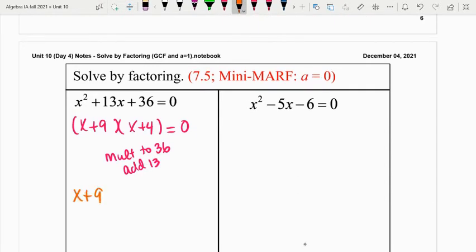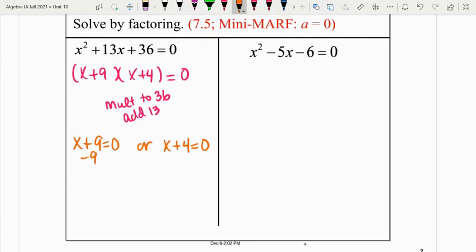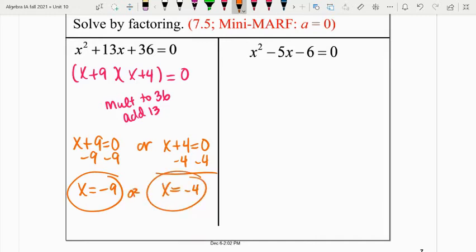So x plus 9 equals 0, or x plus 4 equals 0. So subtract 9 on both sides. So x equals negative 9. Subtract 4 on both sides, which means x equals negative 4. Let's check these.